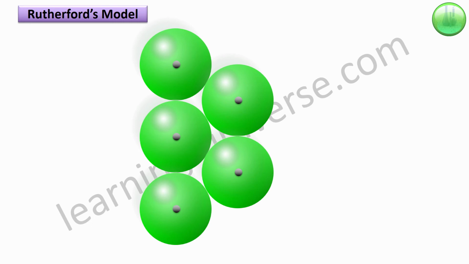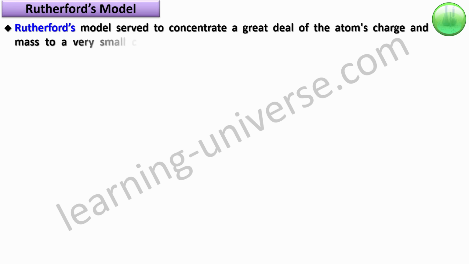But remember, Thomson based his entire model on the fact that he had discovered the electron. He wanted to place the electron inside an atom. Rutherford, on the other hand, had discovered the nucleus, and he didn't really care about where the electrons were and what they were doing. He wanted the atom to have the nucleus at the center because his experiment suggested that. He had no clue how to place the electrons. So Rutherford's model served to concentrate a great deal of the atom's charge and mass into a very small core, but didn't attribute any structure to the remaining electrons.